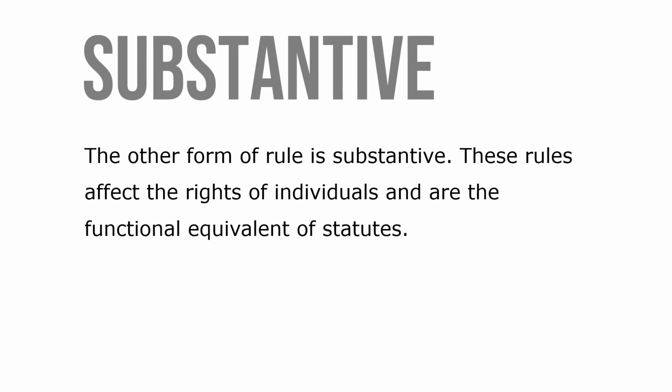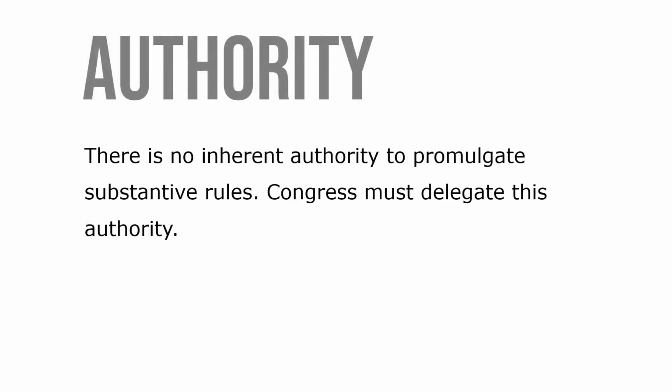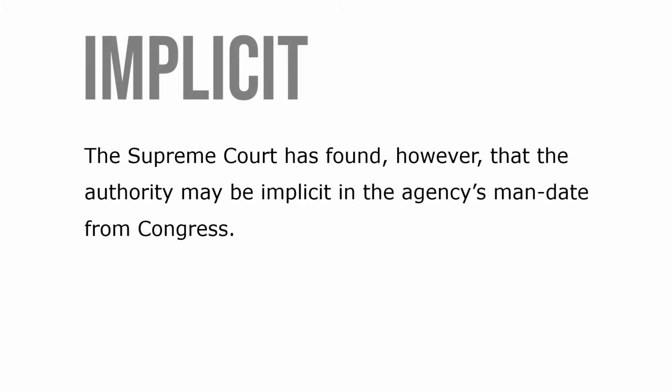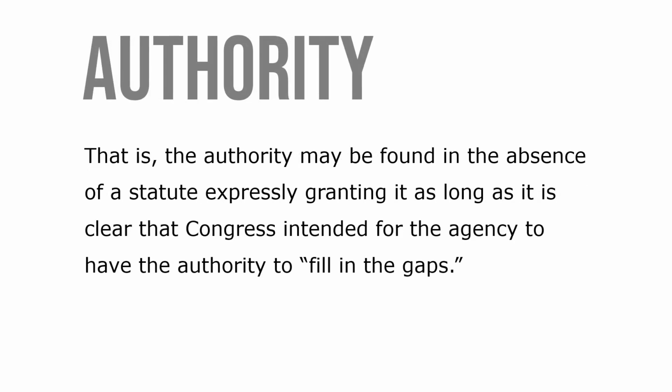The other form of rule is substantive. These rules affect the rights of individuals and are functional equivalents of statutes. There's no inherent authority to promulgate substantive rules. Congress must delegate this authority. The Supreme Court has found, however, that the authority may be implicit in the agency's mandate from Congress. That is, the authority may be found in the absence of a statute expressly granting it, as long as it's clear that Congress intended for the agency to have the authority to fill in the gaps.